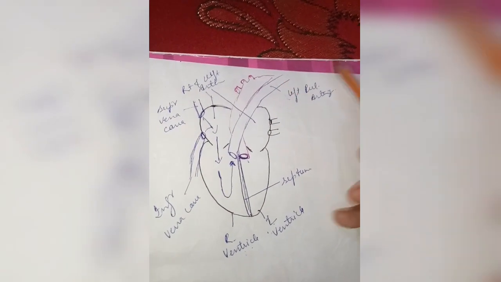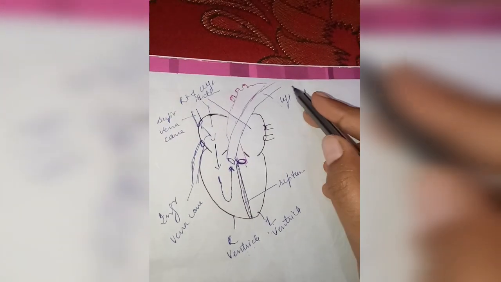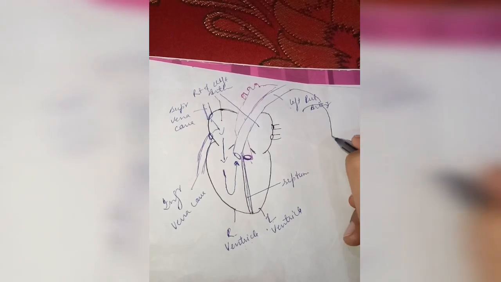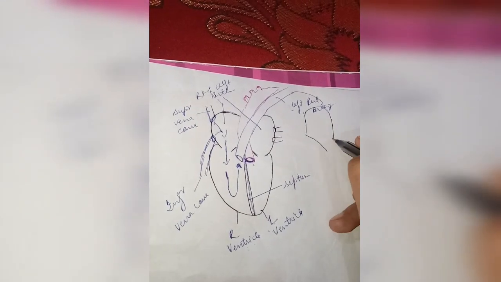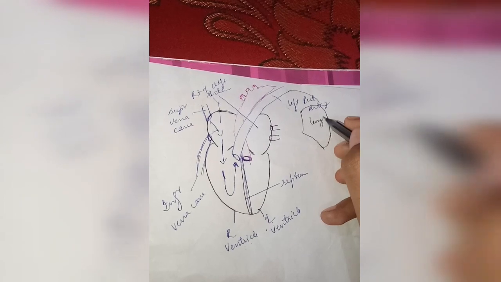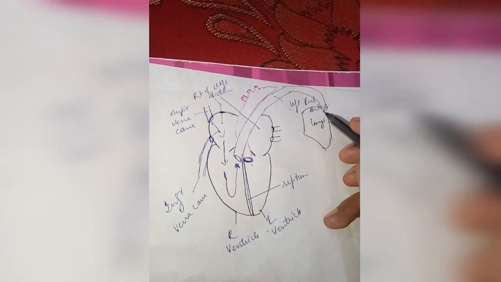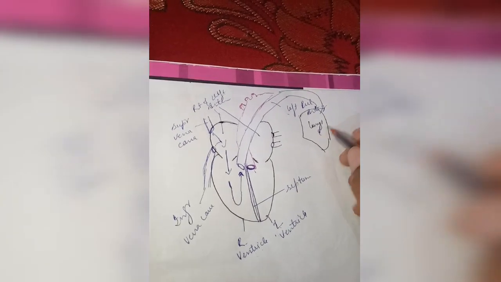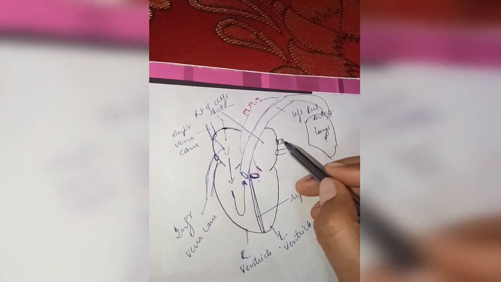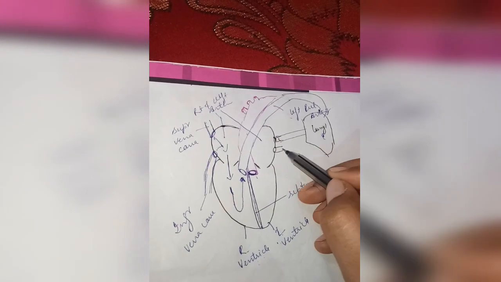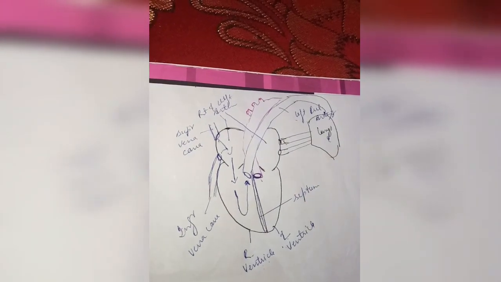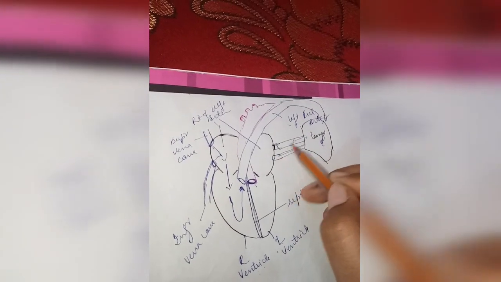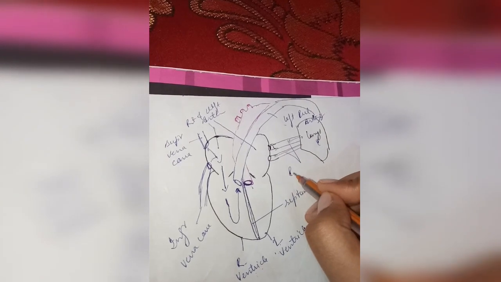So the blood from here goes into the lungs. It is the lungs, and the blood is purified here, and now it is pure, oxygenated blood, which comes through the pulmonary vein.